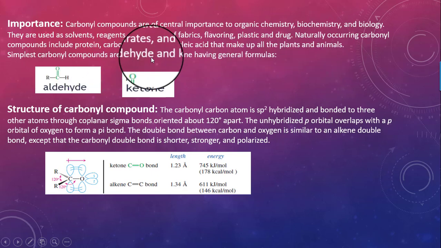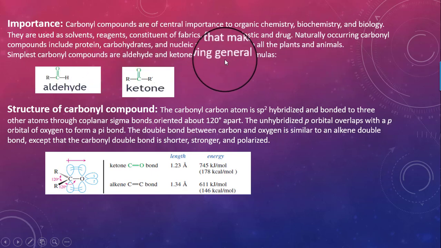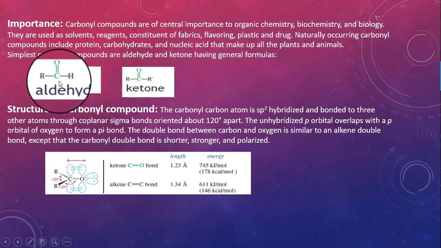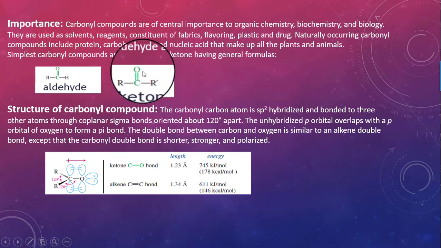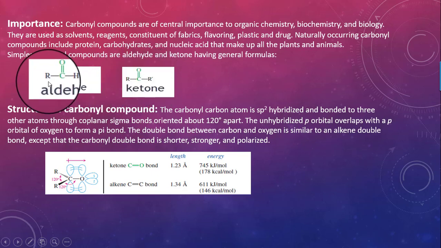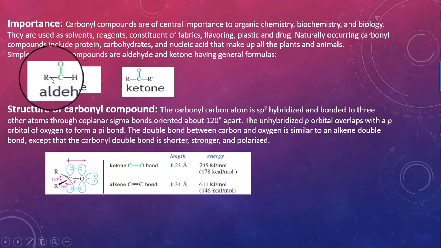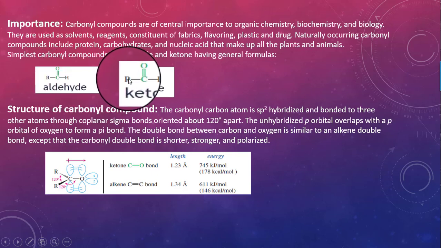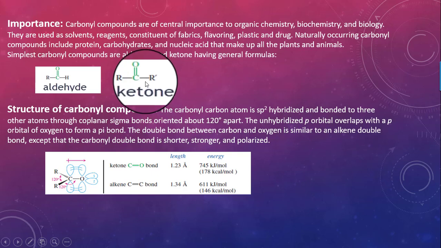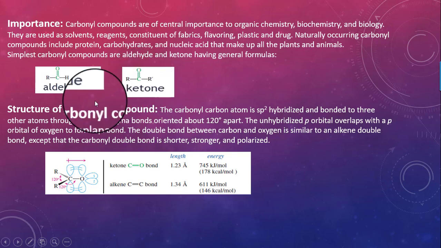The simplest carbonyl compounds are aldehydes and ketones, having the general formula R C double bond O and H. This is an aldehyde, and R C double bond O R is a ketone. Now this R can be an alkyl group or an aryl group. In aldehydes, one alkyl or aryl group is bonded to the carbonyl carbon, while in ketones, two alkyl or aryl groups, or one alkyl and one aryl group, are bonded to the carbonyl carbon.